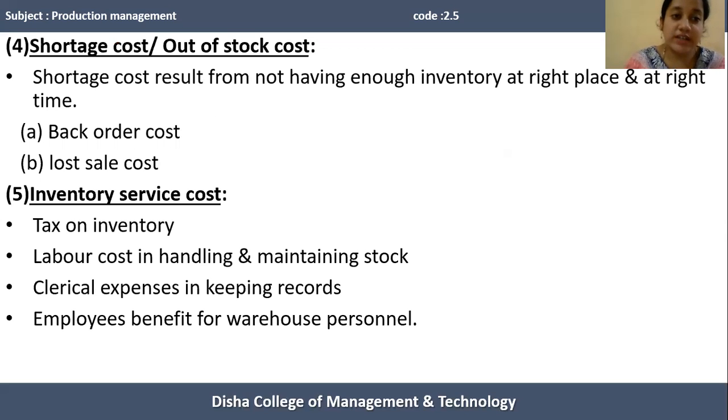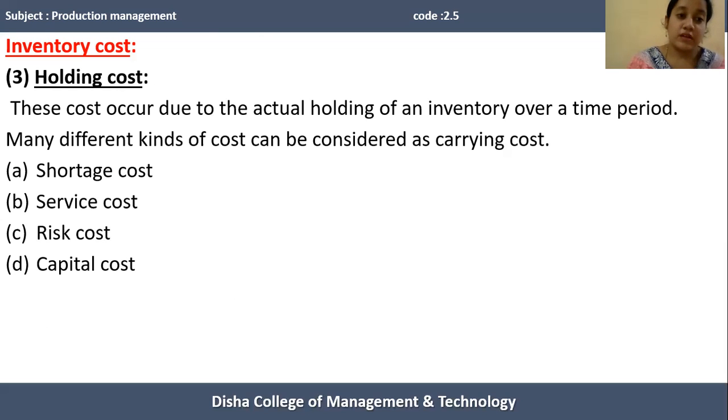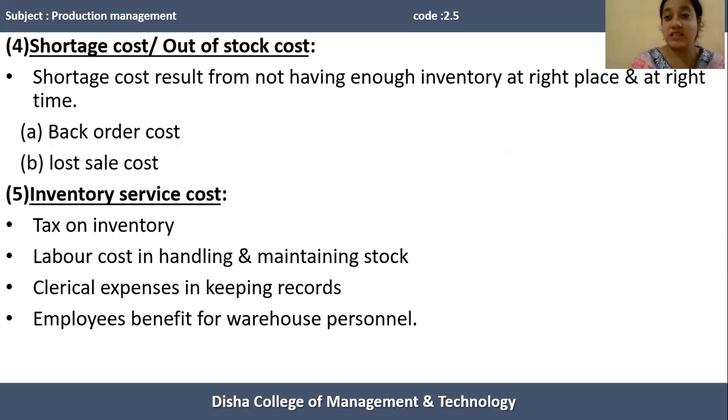Next one is the shortage cost or out of stock cost. Holding costs are the costs which incur due to holding of certain inventories in warehouses. But the shortage cost is the reverse of holding cost. Shortage cost arises due to not having enough inventory in storehouses or in warehouses. Generally, holding cost arises due to holding a number of items in inventory, but shortage cost arises due to not having enough inventory at the right place at the right time.